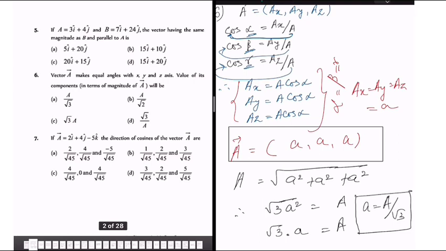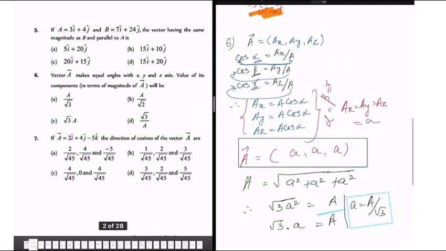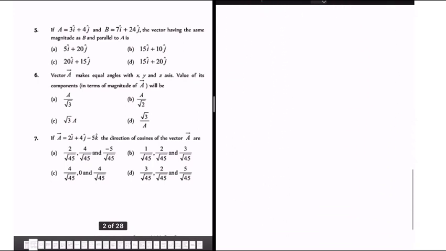Okay, this answer is A upon root 3. Fine, this is your answer, A upon root 3. What is your answer? A upon root 3? Option A is your answer, A upon root 3. Funny question. Now, seventh question.